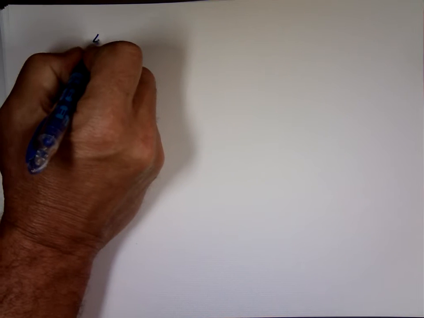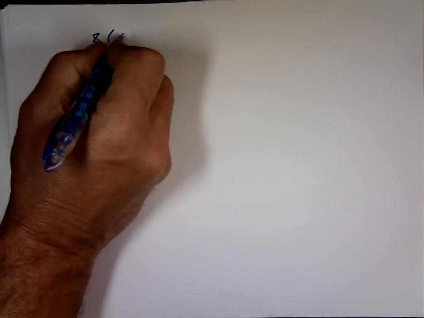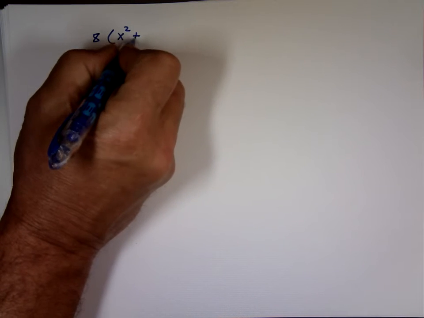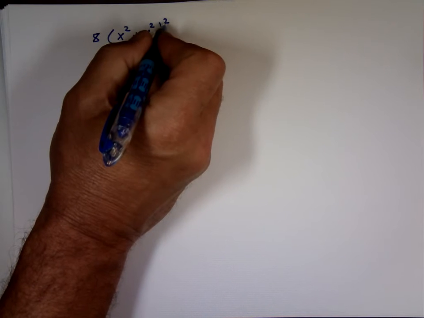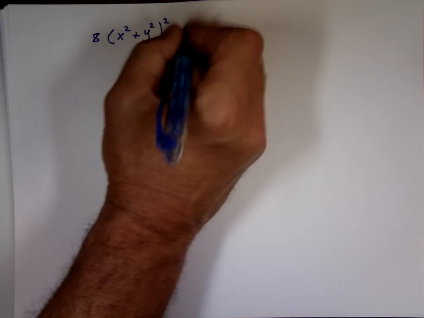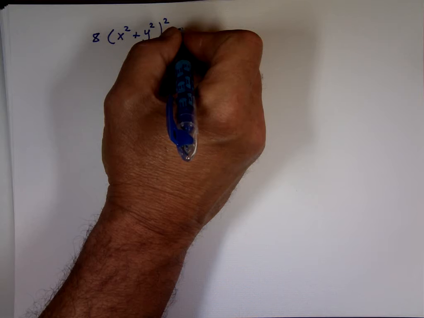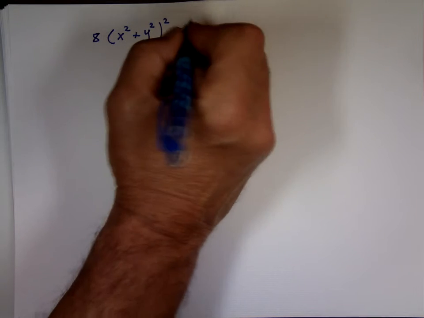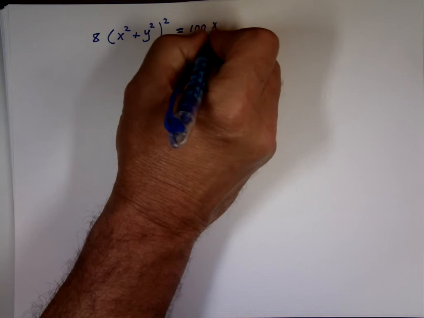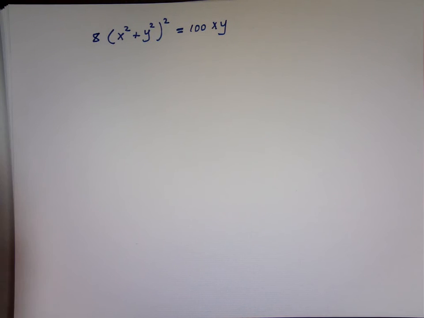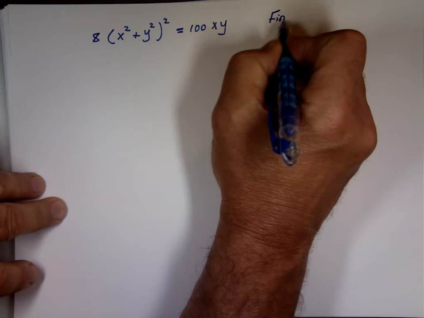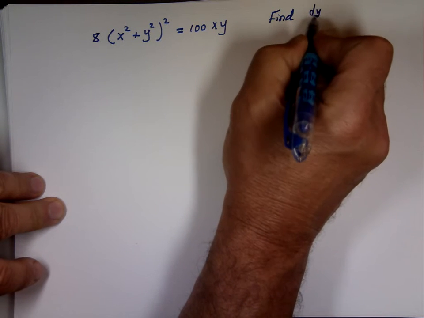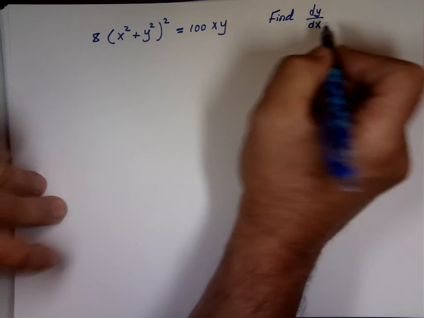Let's say we have this problem. 8x squared plus y squared to the power of 2 equals 100xy. And I want to find dy/dx, the derivative of that.